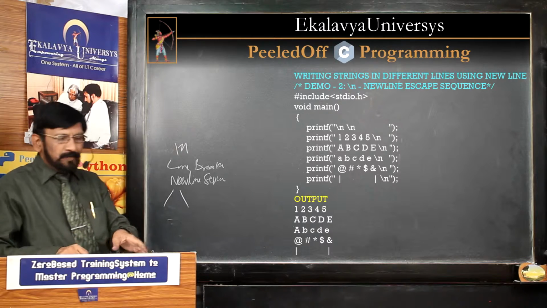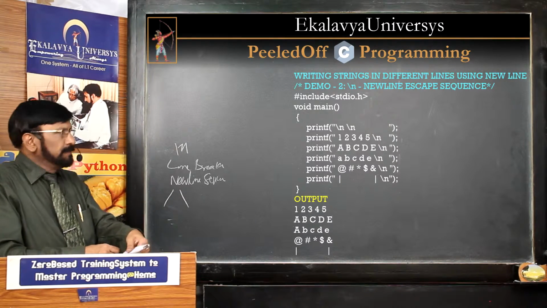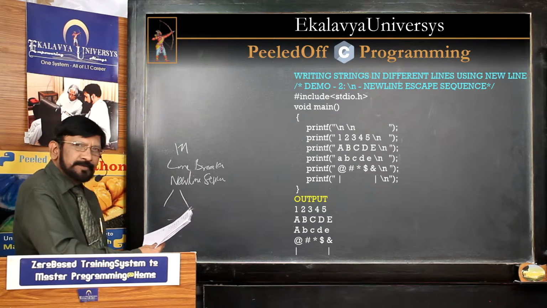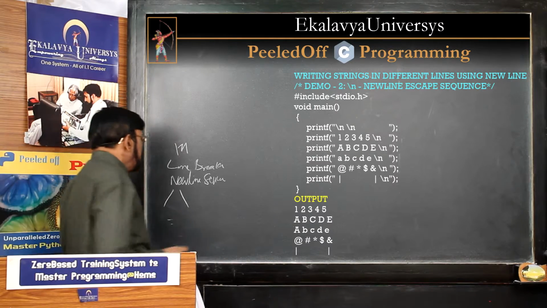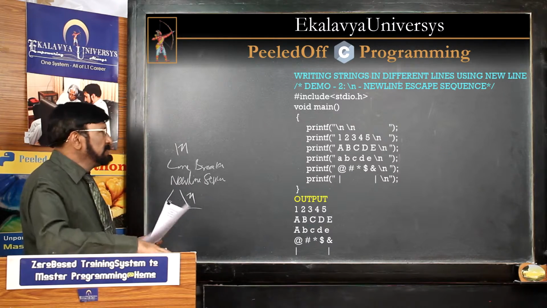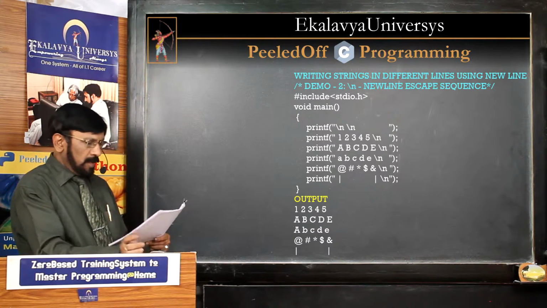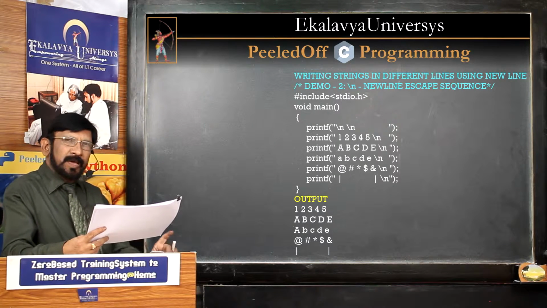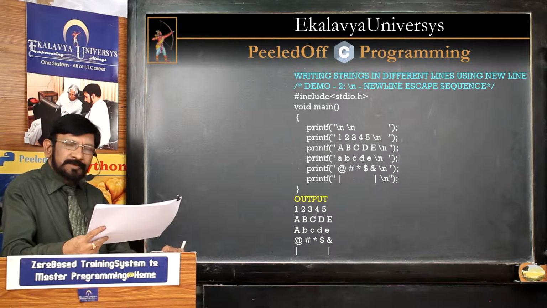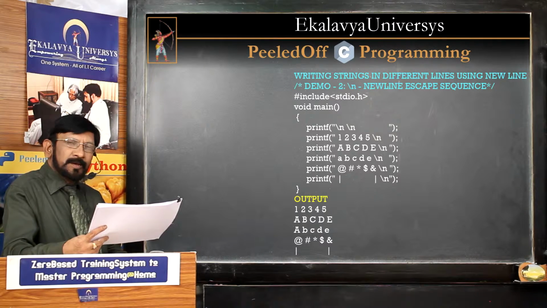That's why, same program I have written, same 5 printf statements I have written. At the last element of every printf statement string, I have written new line sequence. As a result of that, what happens? You see the output. Output is printed in 5 lines as we expect. Understand? So where you have to break the line, there you have to write new line sequence.